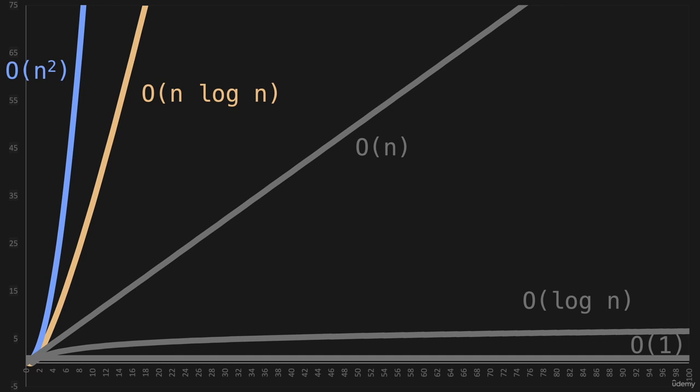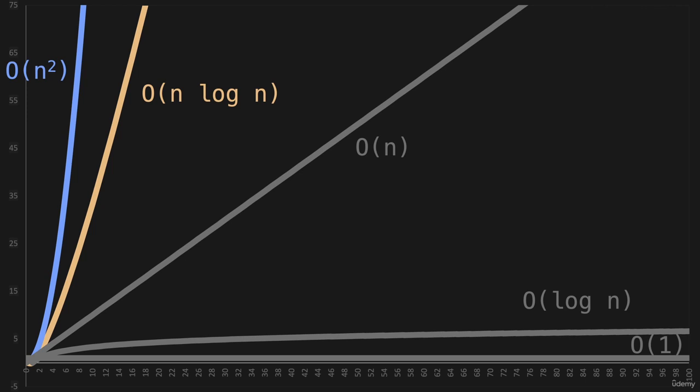O of n times log n is the most efficient that you can make a sorting algorithm that's going to sort multiple types of data. There are certain efficiencies in sorting only numbers, and there are some sorting algorithms that can run more efficiently than this, but you can only sort numbers with them. But if you're going to sort multiple types of data, this is as good as it gets.